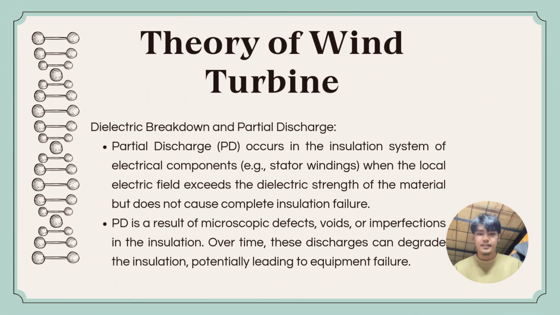The second concept is dielectric breakdown and partial discharge. Partial discharge occurs in the insulation system of an electrical component, for example, the stator windings. It happens when the local electrical field exceeds the dielectric strength of the material but does not cause complete insulation failure. PD is a result of microscopic defects, voids, or imperfections in this insulation. Over time, this discharge can degrade the insulation, potentially leading to equipment failure.